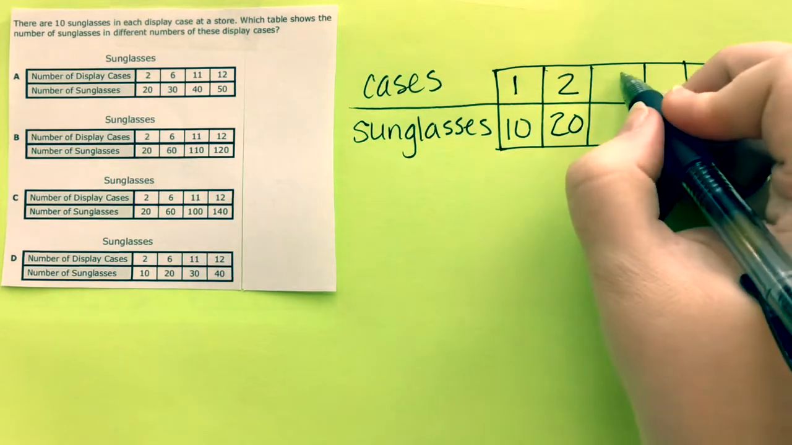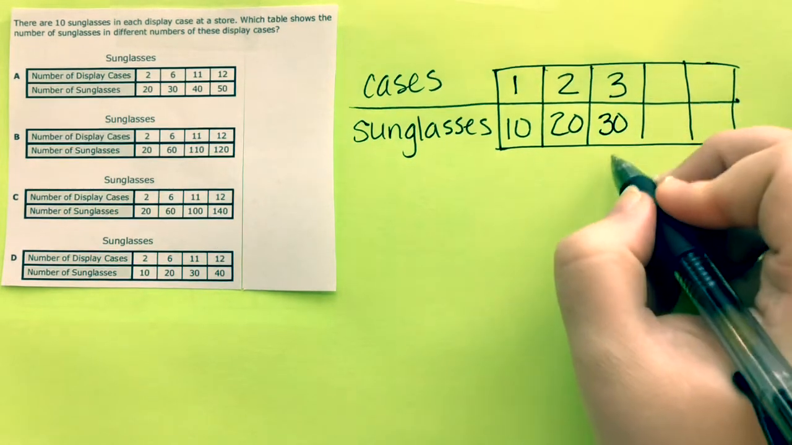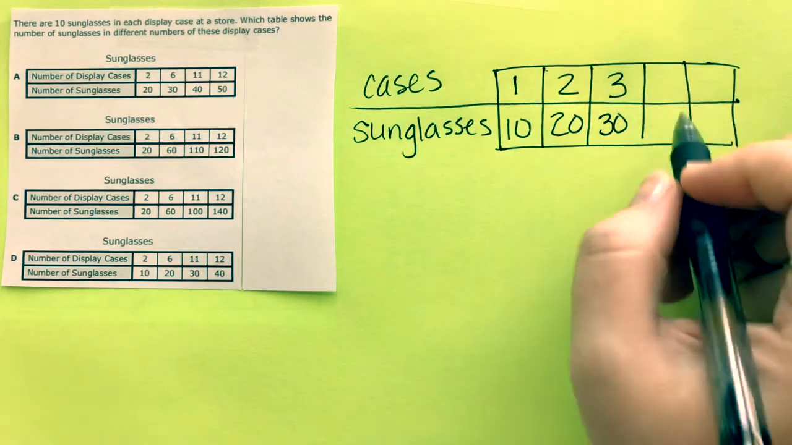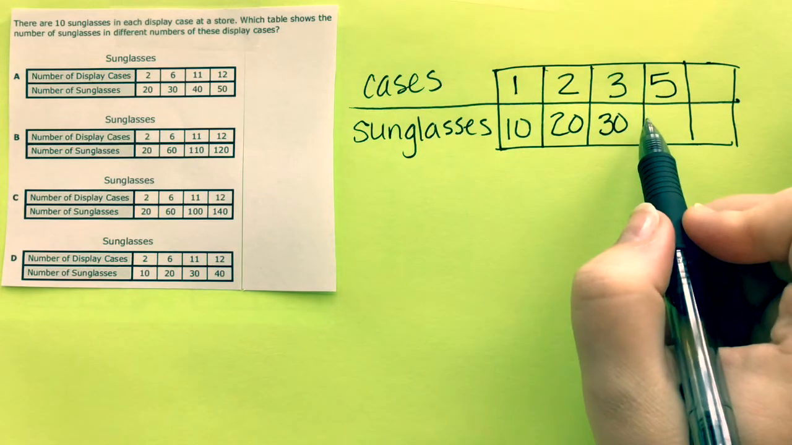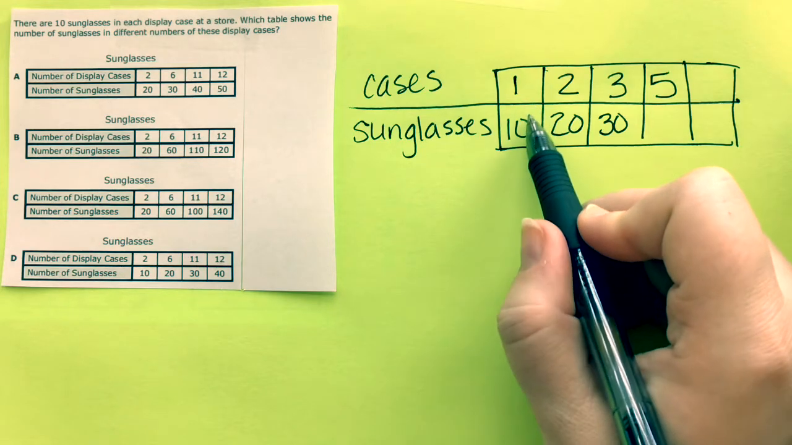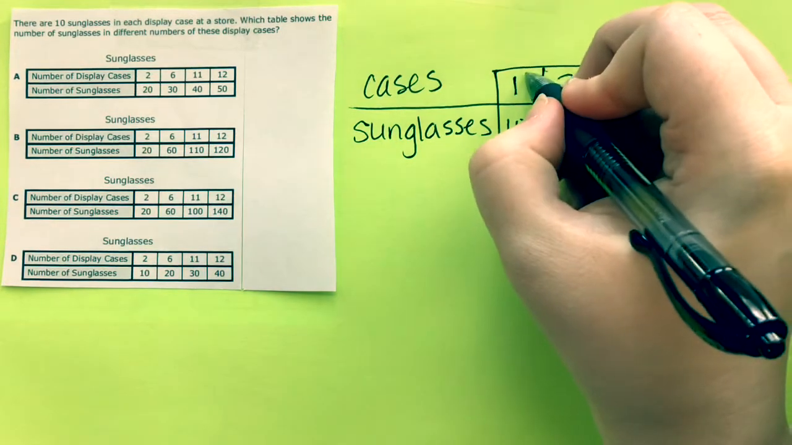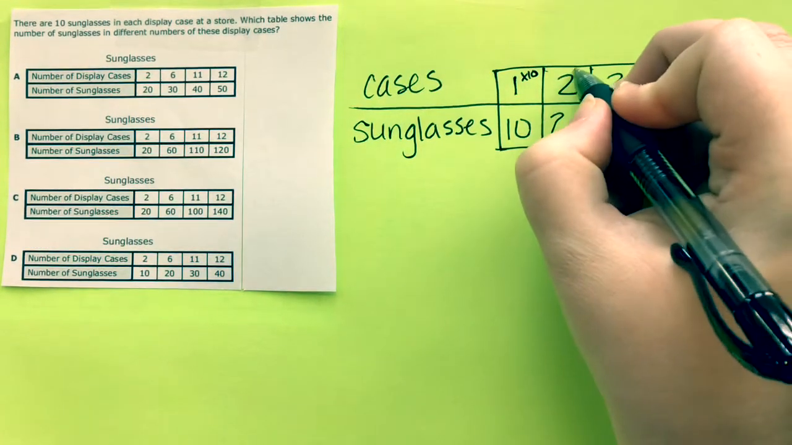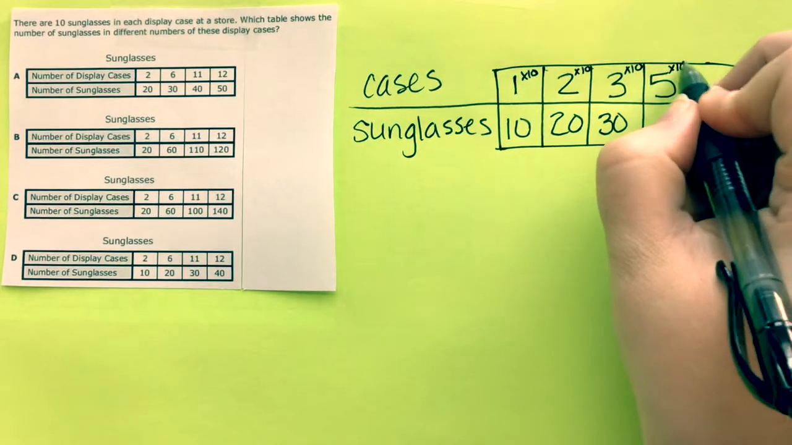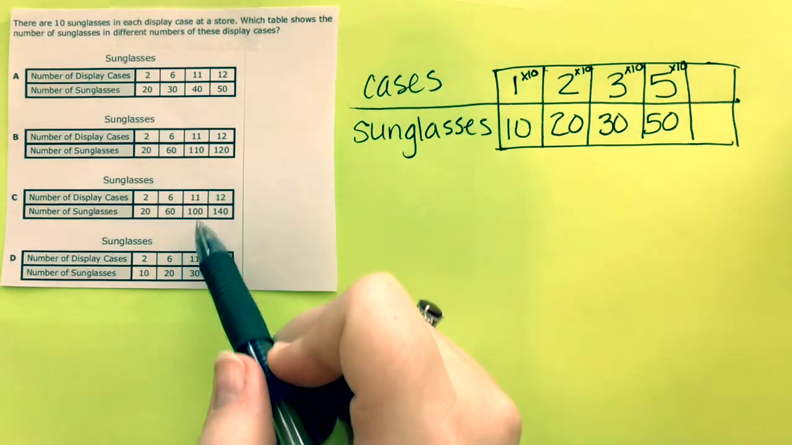All right, if I have 3 cases, how many sunglasses would I have? Well, hopefully you were able to say 30 because I'm adding 10 sunglasses for every case, okay? But what if I wanted to jump to 5 cases and skip 4? Well, if I have 5 cases, remember there's 10 in each case. So I would count by 10. So that means I'm over here in my operations, I'm multiplying by 10. So 1 times 10 gave me 10. 2 times 10 gave me 20, 3 times 10 gave me 30, so 5 times 10 would give me 50 sunglasses, okay?